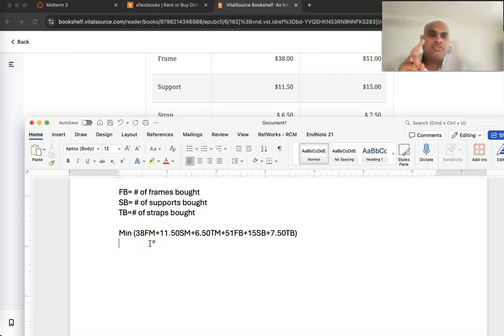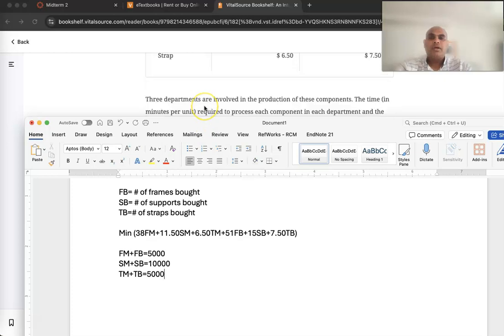So for constraints, there are two types of constraints. First will be the demand constraints. The total number of frames, manufactured or bought, has to be 5,000, because we need 5,000 frames in total. The total number of supports manufactured or bought has to be 10,000, because we need 2 supports per frame. And the total number of straps either made or bought is 5,000 again, right? So we have demand constraints.